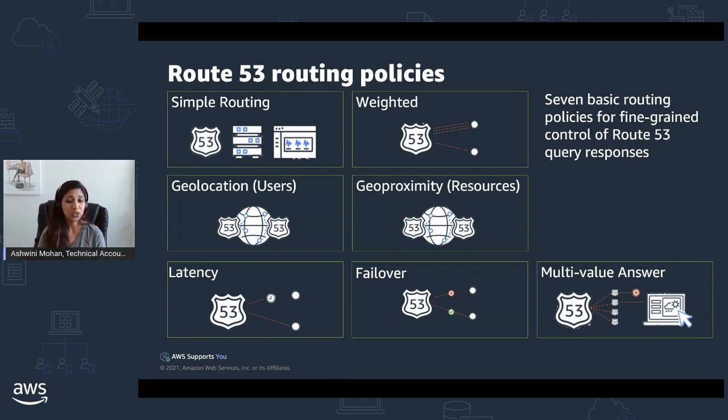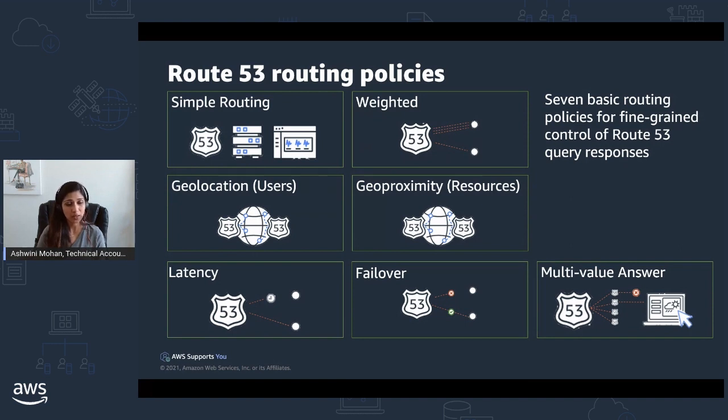And the next one is the geoproximity routing policy, which provides more control over the geolocation routing policy. The reason is that geoproximity routing lets Route 53 route traffic to your resources based on the geographic location of your user and your resources. You can also optionally choose to route more traffic or less traffic to a given resource by specifying a value that we call a bias value.